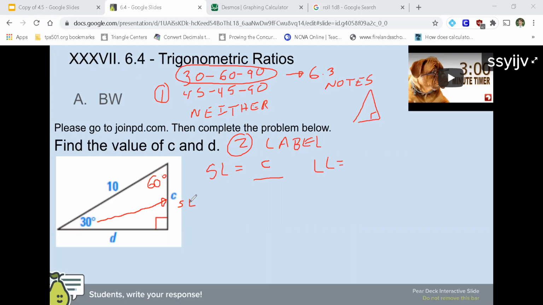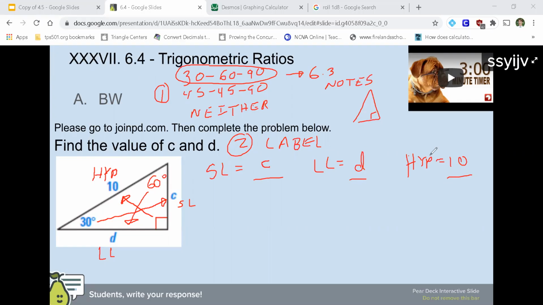All right. That means that D has to be the long leg, right? Because it's opposite the 60 degrees. And that would mean that 10 is the hypotenuse. Again, which makes sense because it's opposite the 90-degree angle.